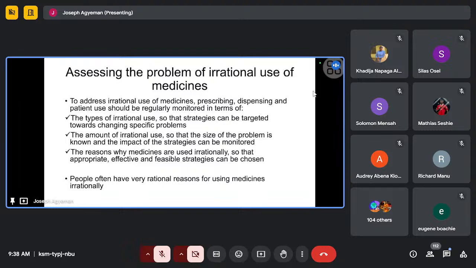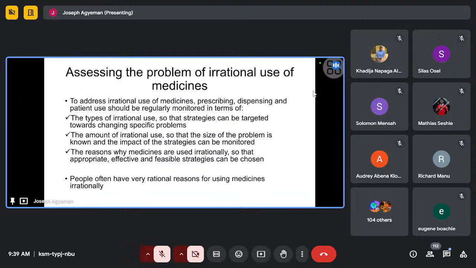So how do you assess the problem? You should be able to know the type of irrational use that is occurring. This is the only way to be able to develop strategies to target that problem. If you don't know the type, how do we even develop a strategy to address it? So you should know the type of irrational drug use.